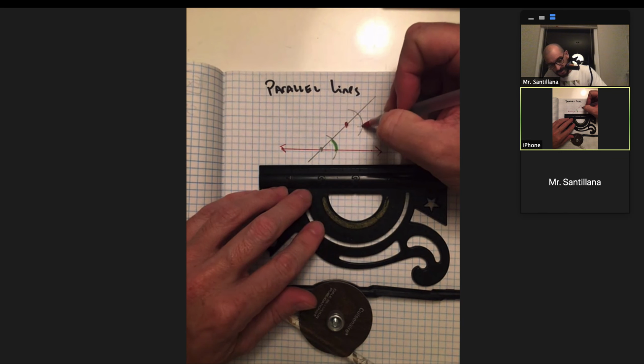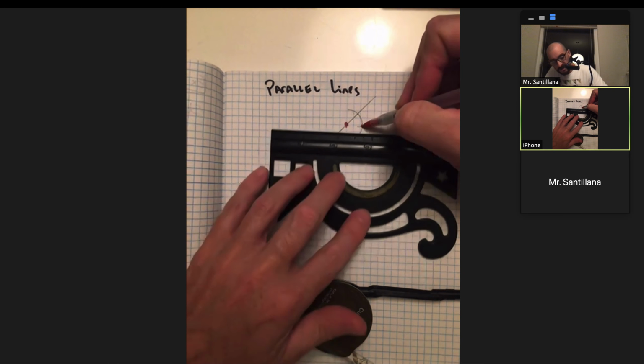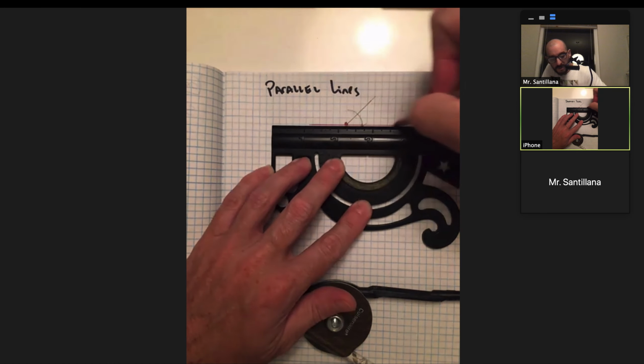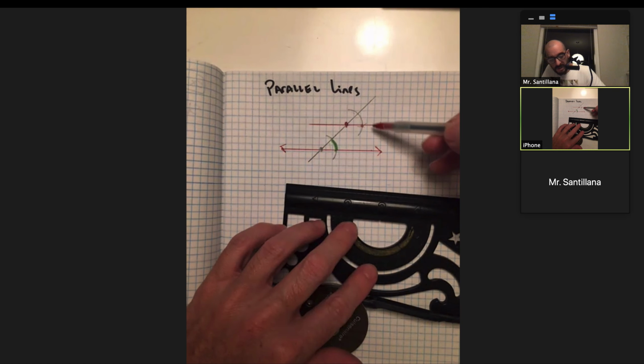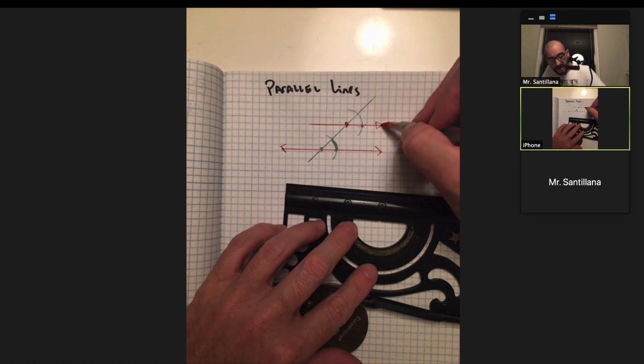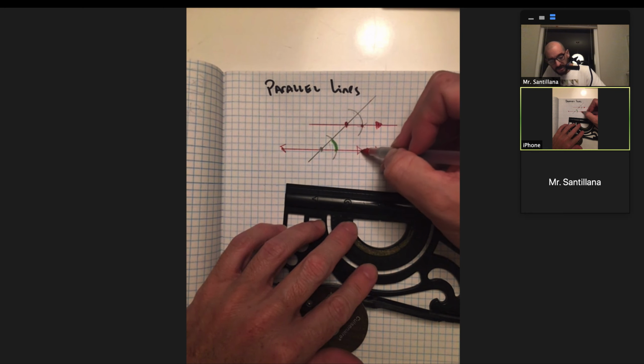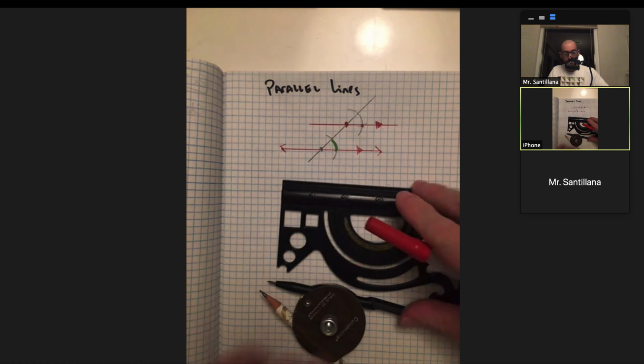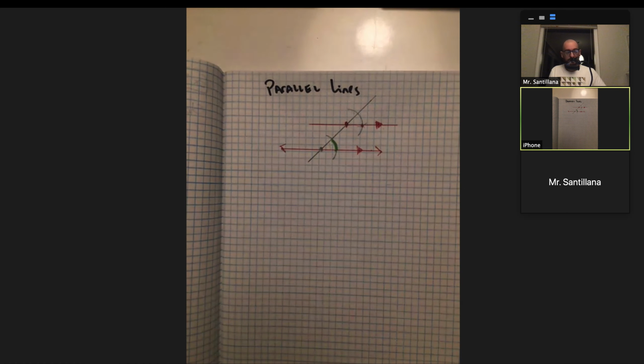I'm going to take that point right there and connect it to that original point. And guess what? This line right here is going to be parallel to this line down here. All right, so there's the process for that.